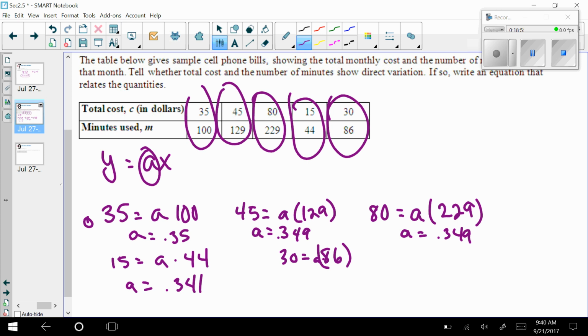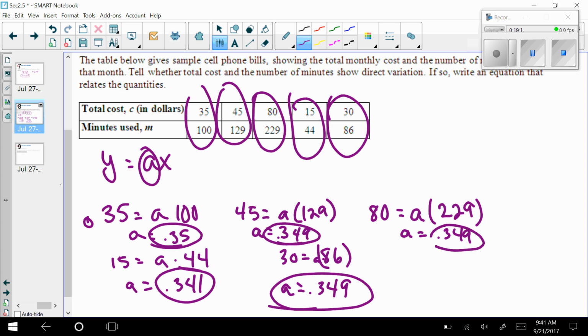per minute. And then for the last one, 30 equals 86A. Divide by 86, I get A equals 0.349. So all of these, 0.35, 0.341, all of these A's are pretty close, within 1/1000th, or for this one, just 1/100th off. So I'm going to say yes. This varies directly, where C equals A times M, where C is the cost and M is the minutes. So for my equation, I can say that the cost varies directly with the number of minutes used, with a constant of variation of 0.35.